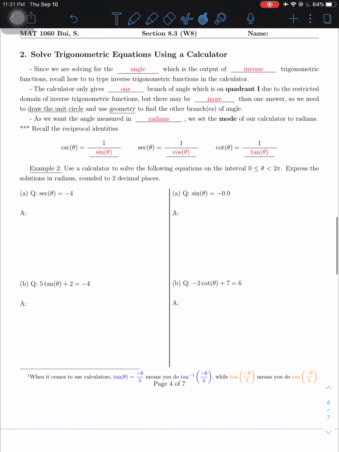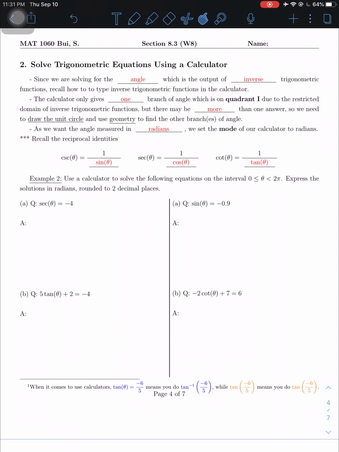Moving on. Solve trig equations using a calculator. Whichever one has the calculator involved, I'm not going to test you on this one, because it's not our work anymore, it's the calculator work. Just like before, I advise you, whenever you have secant, cosecant, or cotangent, we're going to use the reciprocal of them, or the flip of them.